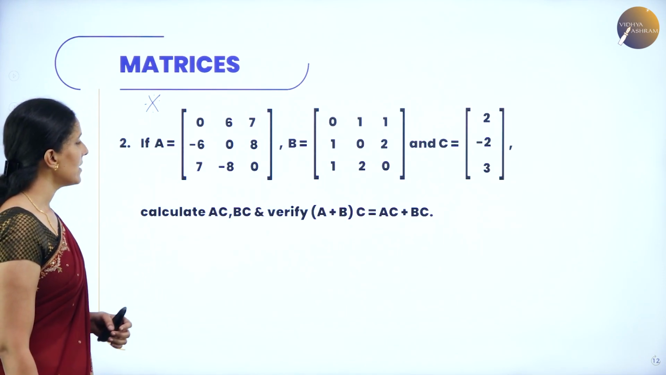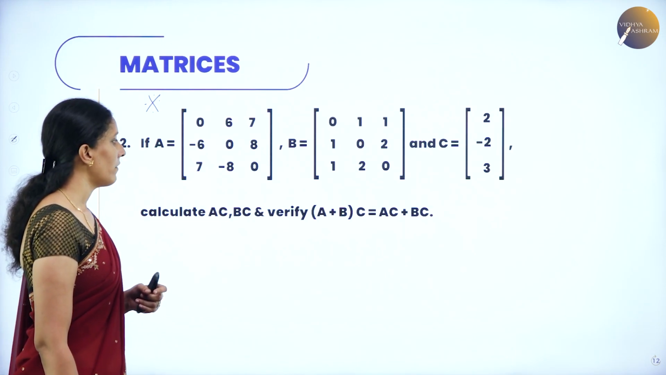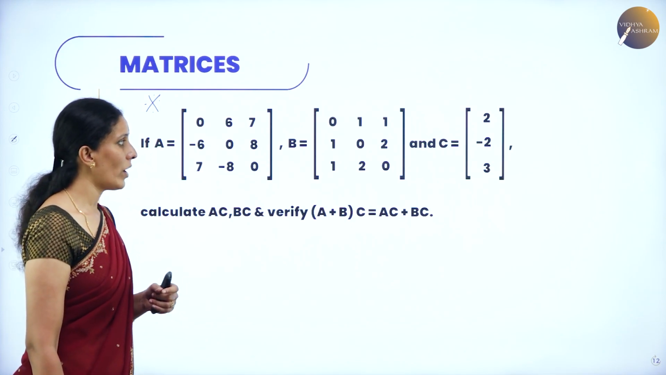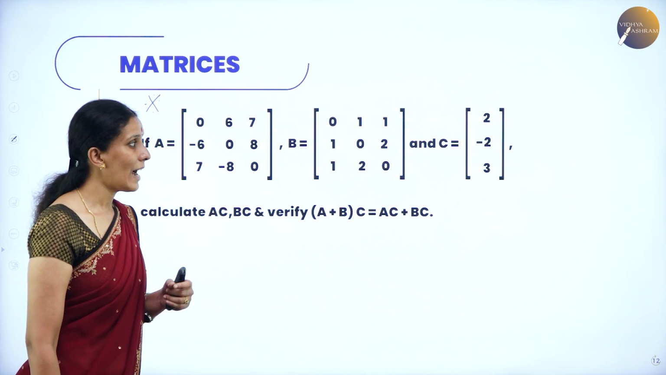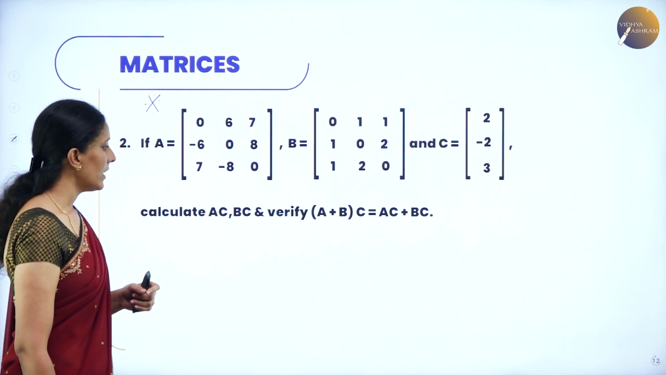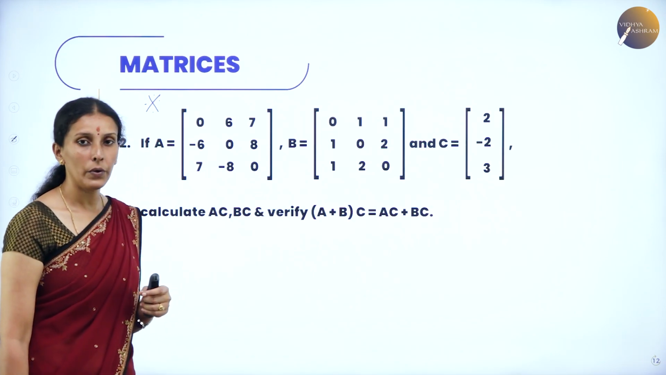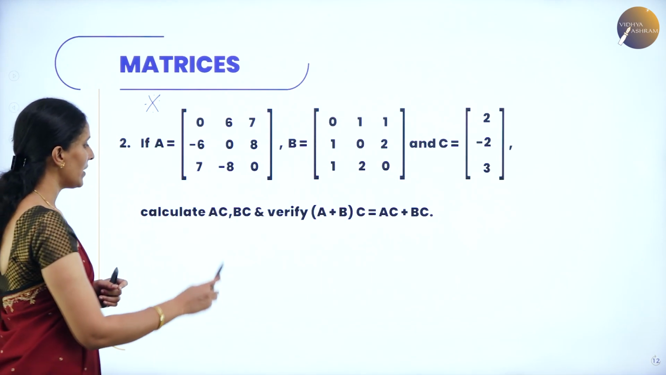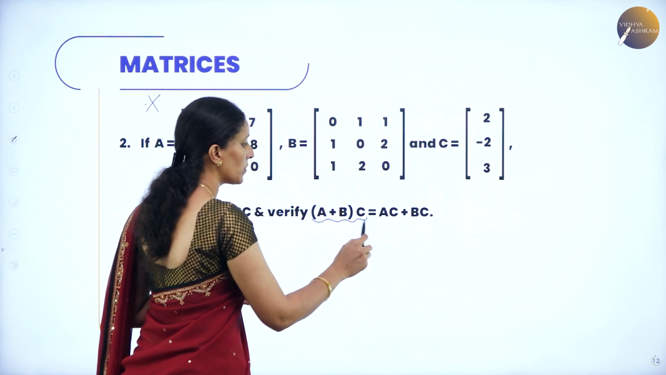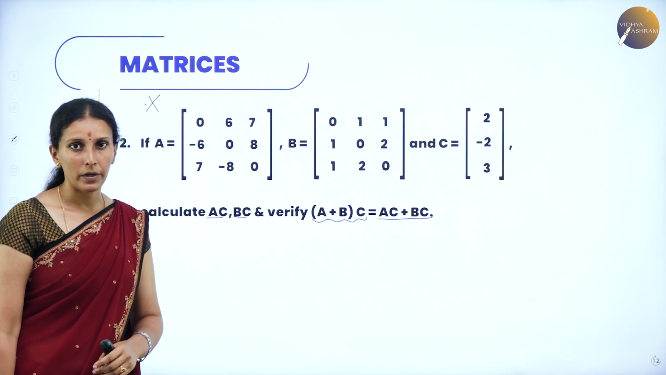If matrix A is 0, 6, 7, minus 6, 0, 8, 7, minus 8, 0. And matrix B is 0, 1, 1, 1, 0, 2, 1, 2, 0. And matrix C is 2, minus 2, 3. Calculate AC, BC, verify A plus B into C is equal to AC plus BC. So first let us calculate AC and BC. Then we will verify A plus B into C is equal to the sum of AC plus BC, which is a distributive property.